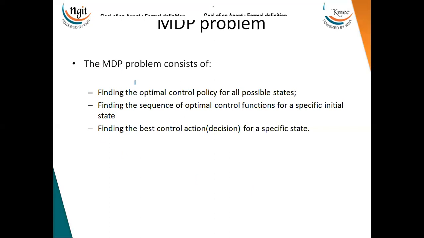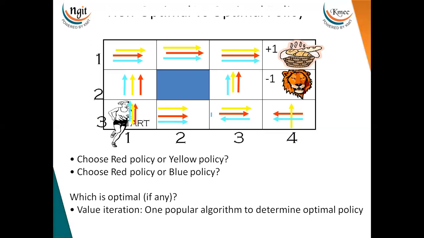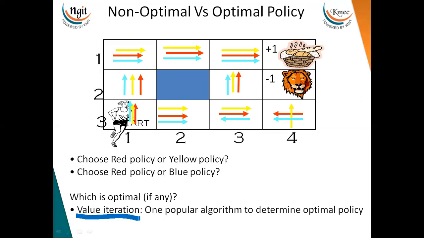So the goal of the MDP is to find the optimal control policy for all the possible states. It means the policy should have such a strategy, such a plan, that it generates the action with maximum reward. I want to find the sequence of all such actions starting from the initial state until it reaches a specific state. Now here you can see that you have three options: red, blue, and yellow policy. Which one is the optimal policy? That is decided by the algorithm called value iteration.